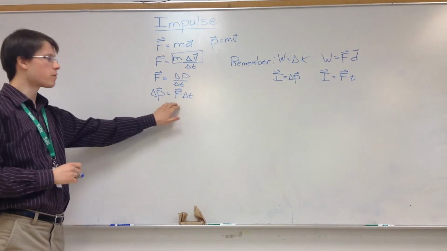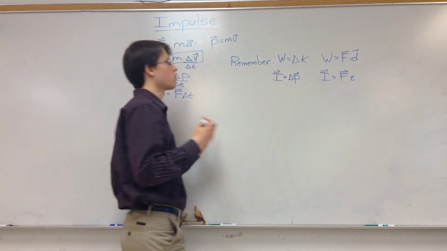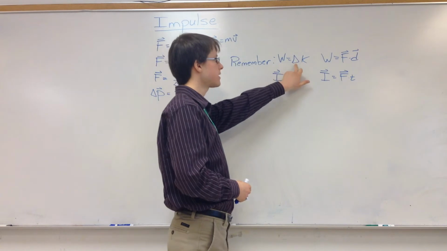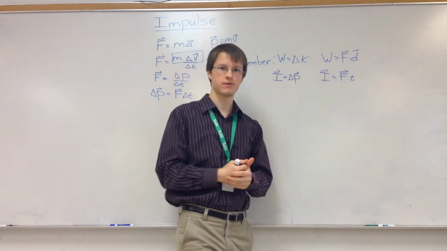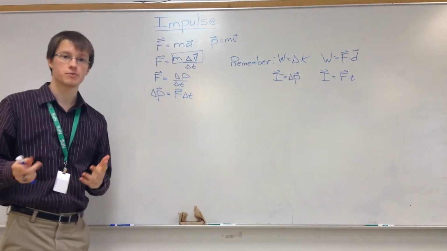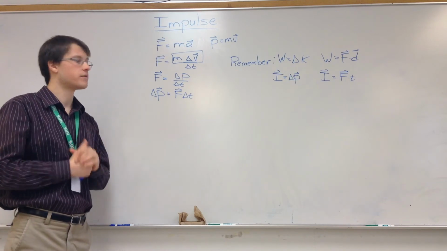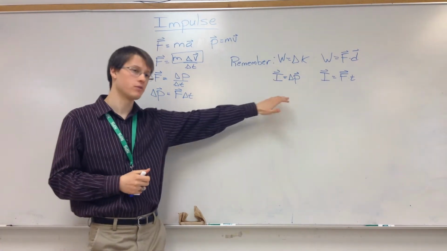So this is actually what we did with almost all the work equations, right? When we had work and energy, we would take the change in kinetic energy and set it equal to force times distance, and then we could solve for whatever it was we were looking for. Same kind of idea with impulse. This I is called impulse.